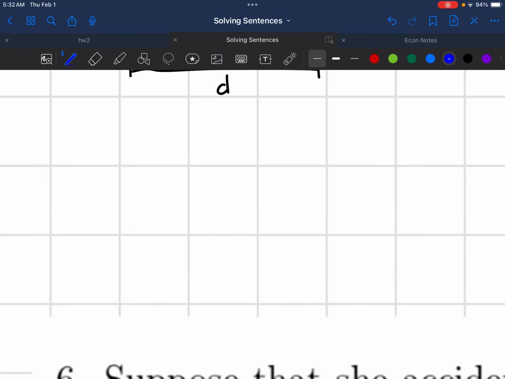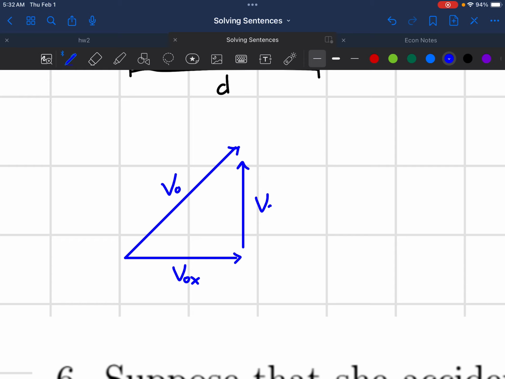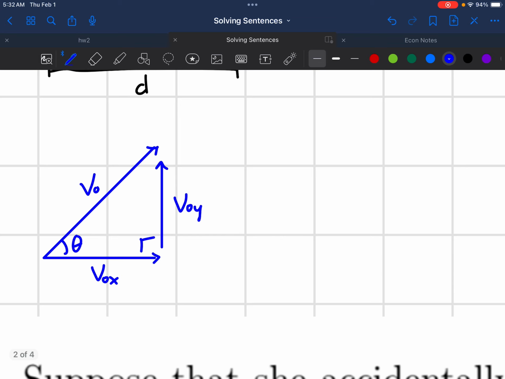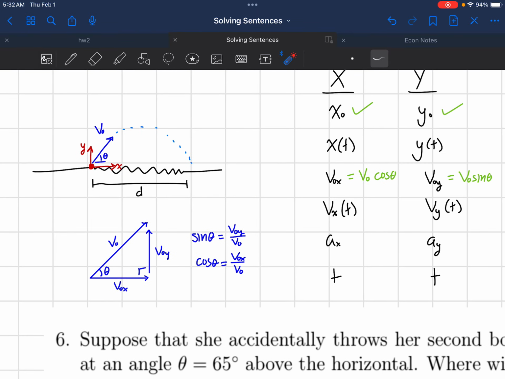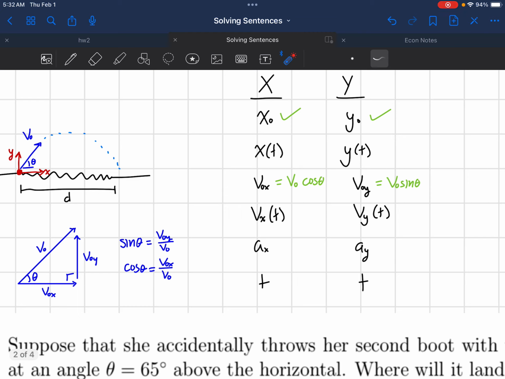Now I always recommend setting up your initial velocity triangle, saying here's my v naught, here's my v naught x and my v naught y, here's theta, here's my 90-degree angle, and sine of theta is v naught y over v naught, and cosine theta is v naught x over v naught. This is something that I would definitely want to show on an exam, showing that this is how I'm breaking up my velocity triangle.